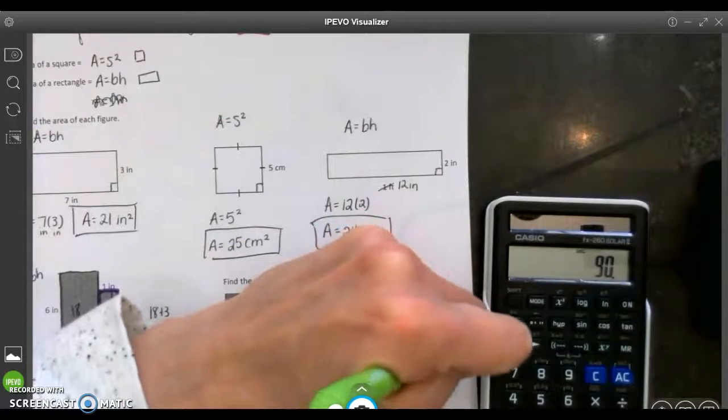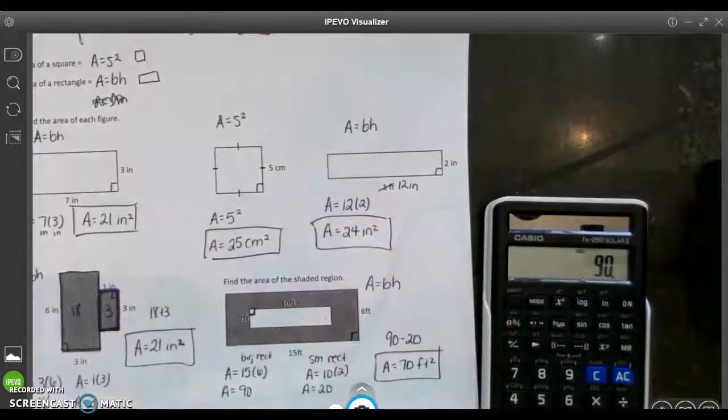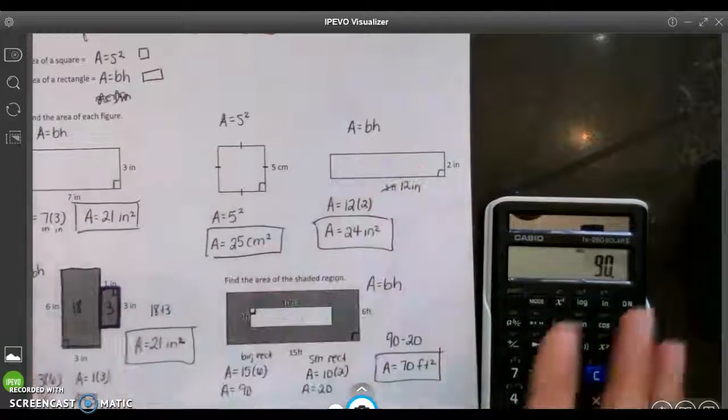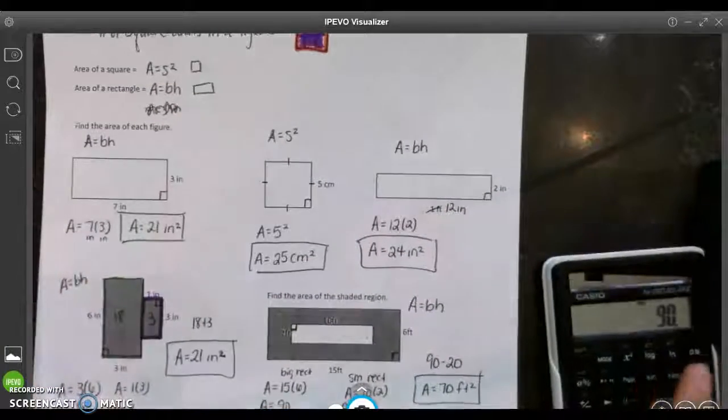And this is in feet. 70 feet squared. But again, you're going to be just focusing on problems like these top 3 for your assignment today.